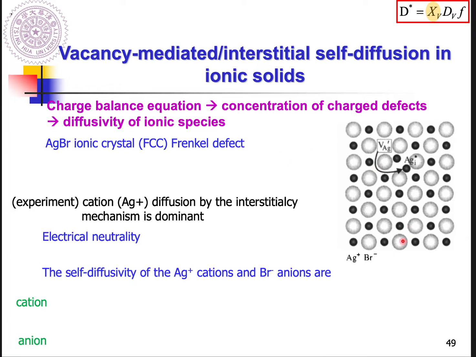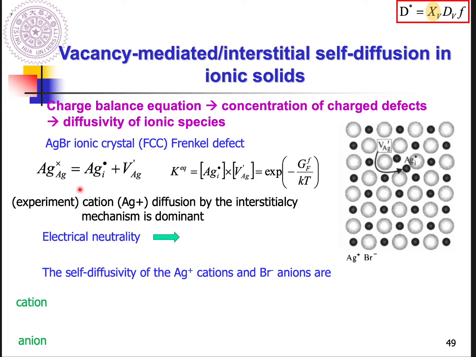So in silver bromide, from experimental observation, we find that the cation silver diffuses or jumps to an interstitial site by the interstitial mechanism. So in this case the cation silver jumps or diffuses to an interstitial site and leaves the vacancy here.